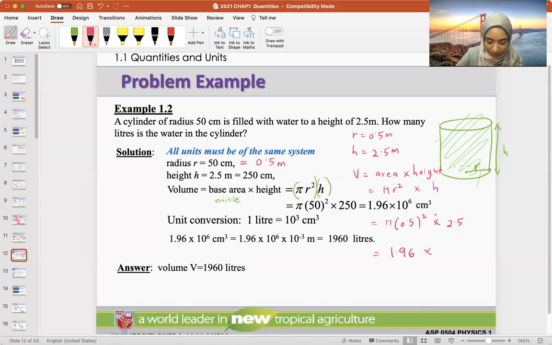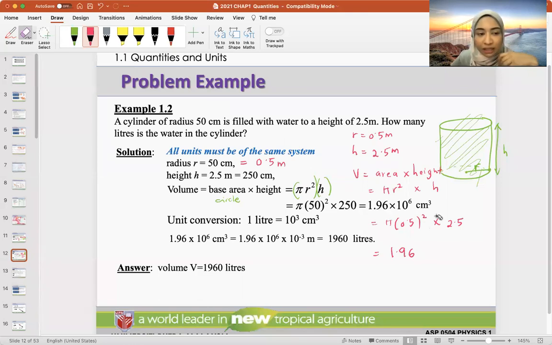Pi times 0.5. Can someone calculate this for me? Because I'm struggling with my calculator. 1.96. Did everyone get that? Dapat tak? Yes. Dapat sama eh? Yes.